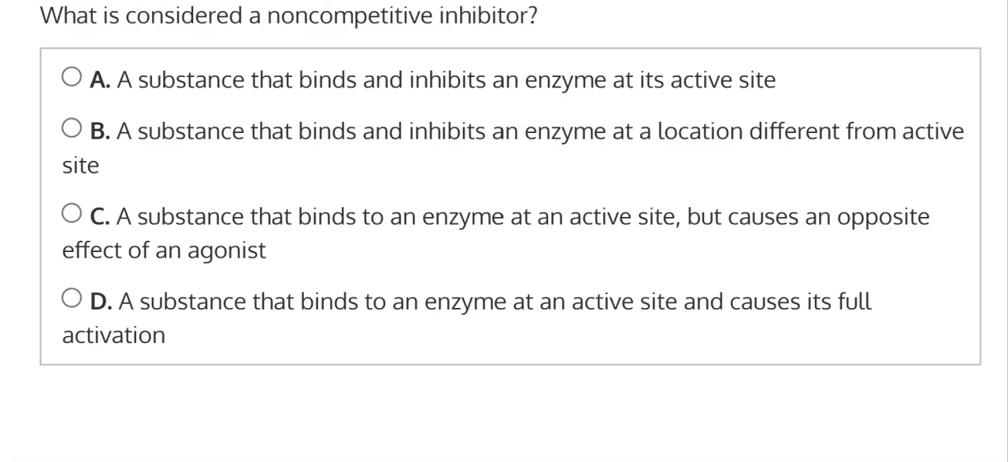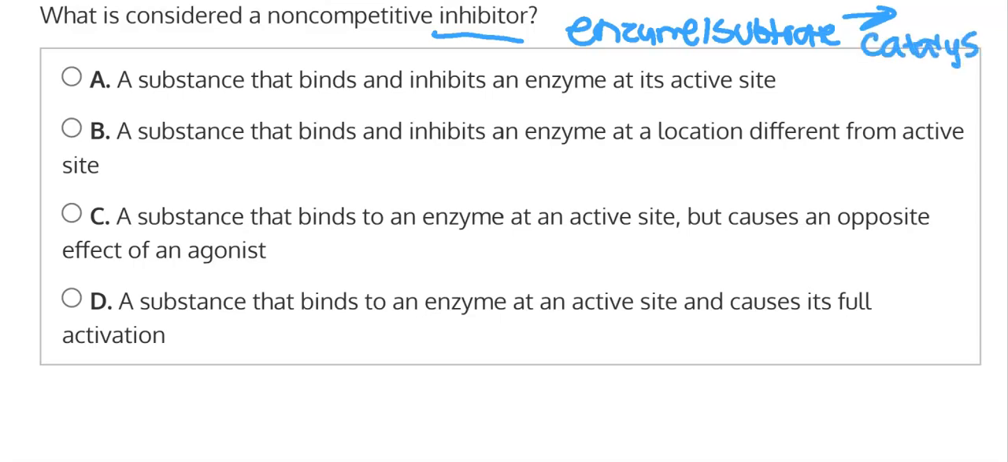What is considered a non-competitive inhibitor? When we talk about inhibitors here, we are talking about molecules which inhibit or prevent the reaction between an enzyme and a substrate in order to form a catalytic reaction, which is what speeds up a certain chemical reaction. It's a catalyst. And sometimes these inhibitions are necessary, especially certain medications. They work by inhibiting certain reactions that are no longer needed or we want to reduce from occurring so that we could have the desired results that we're looking for.